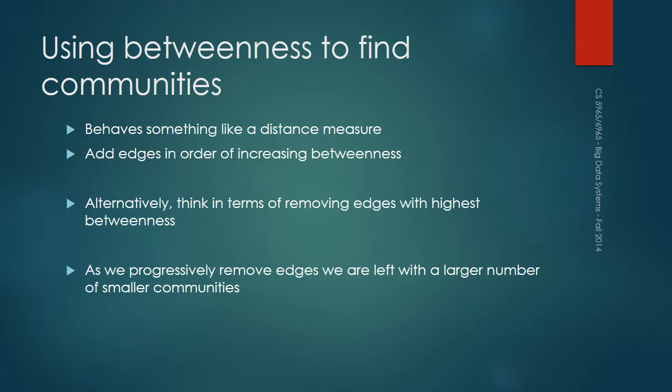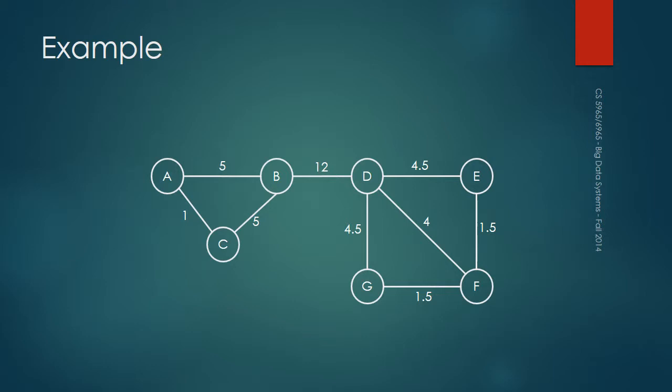As we progressively remove edges, we are left with a larger number of smaller communities. I'm skipping this because we already had a discussion. Again, those are the numbers we end up with. You can go home and try this for all these cases if you want. Removing, and we are left with this.